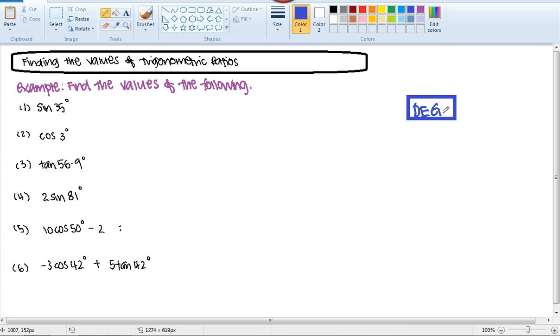Okay, and in general, for any values, if it is not accurate, if it is not an exact value, you should always leave your final answer corrected to 3 significant figures. So these are the two things that we need to take note of. Now let's take a look at question 1. I'm going to teach you how to press your calculator to get the value of sine 35 degrees.